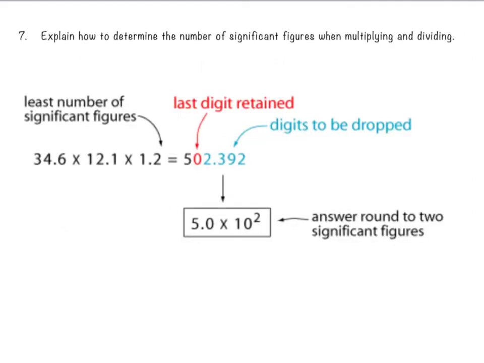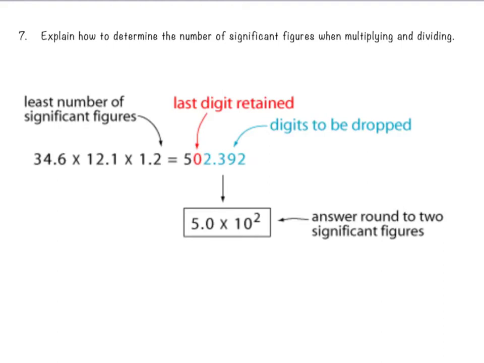The rule for multiplication and division, however, does involve the number of significant figures in the measurement. And so you'll notice as you multiply this series of three measurements together, the first one has 3, the second one has 3, the third one only has 2. Therefore, you must round your answer to 2 significant digits.